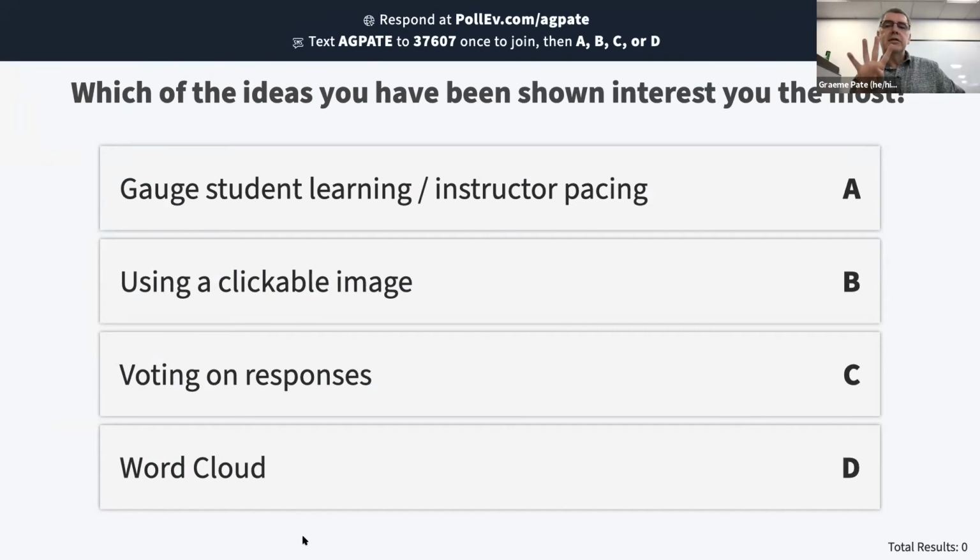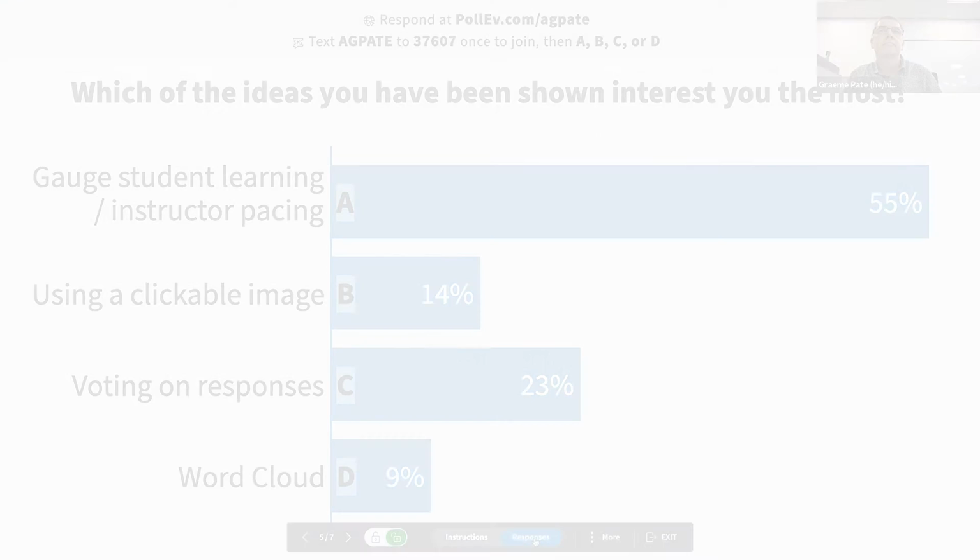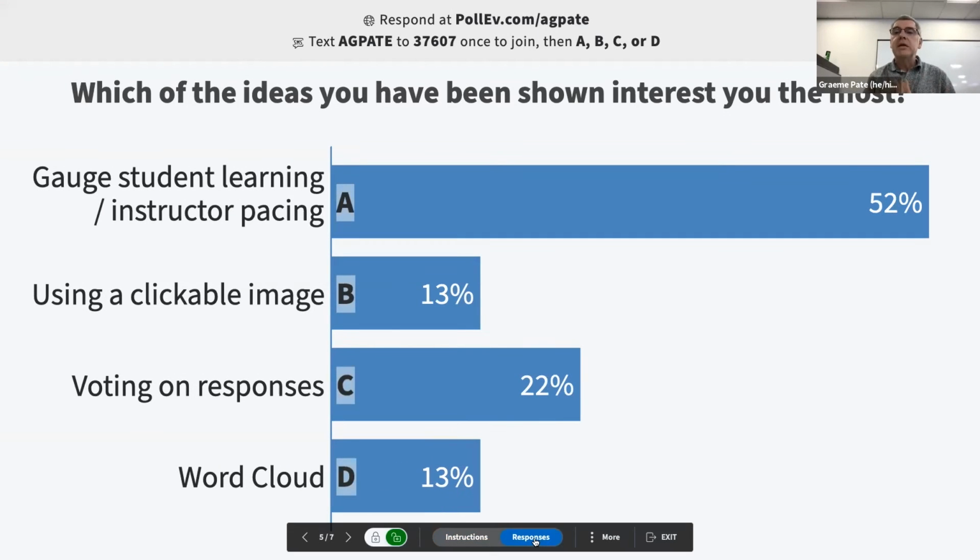I've talked about four things in this particular webinette. I talked about gauging student learning. I've talked about using a clickable image with the foot. We talked about voting on the responses, the thumb up, thumb down, and we talked about a word cloud. So which of these ideas interests you the most? Interesting. That helps me so that when I'm working on future webinettes, I may do something and dig a bit deeper, or even be able to create more material for our website.